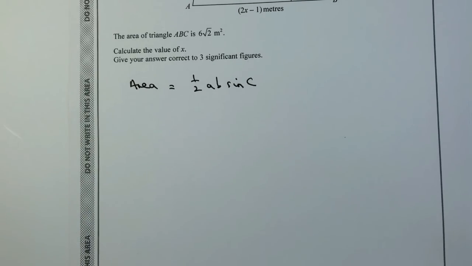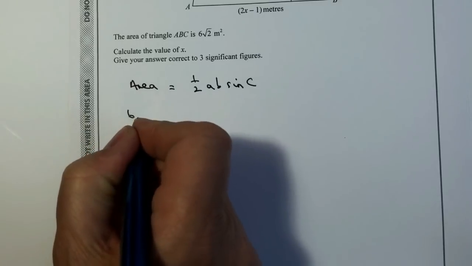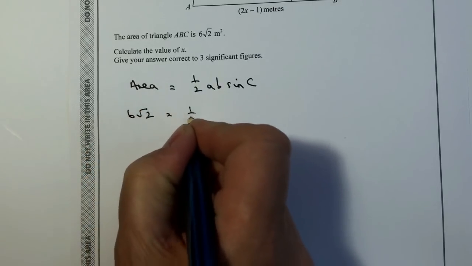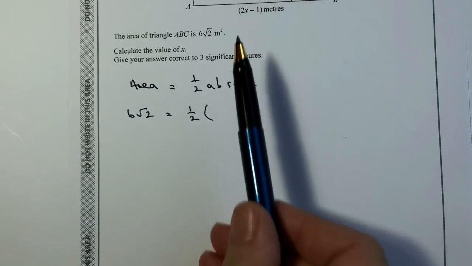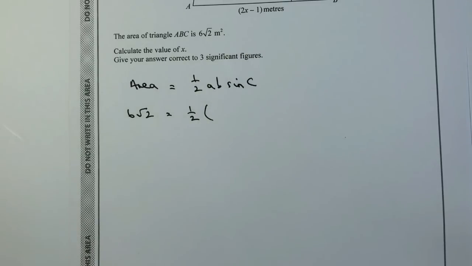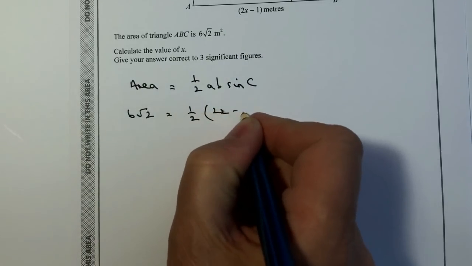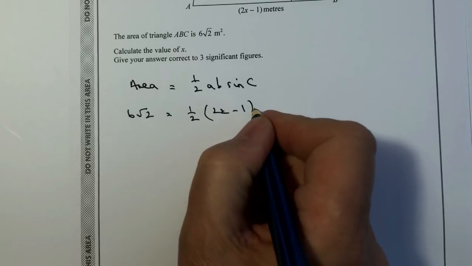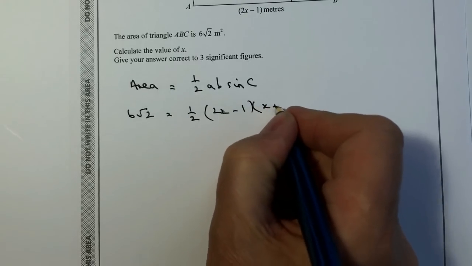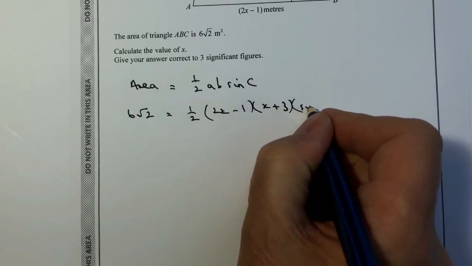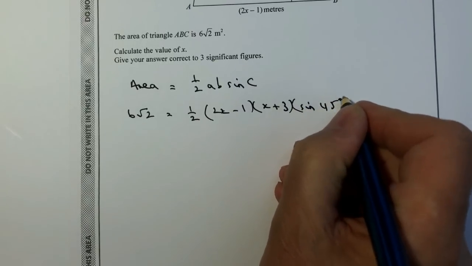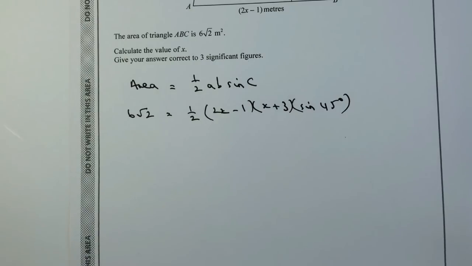So the first thing I'm going to do is write 6 root 2 equals a half. Okay, now a, I'm going to say, is going to be this value here, 2x minus 1. So half 2x minus 1, okay, and then b is going to be x plus 3, and that's going to be multiplied by the sine of 45 degrees. Okay, hopefully that's all right for you.